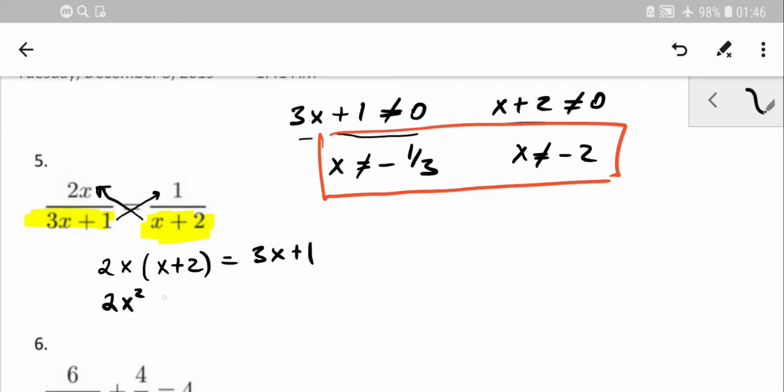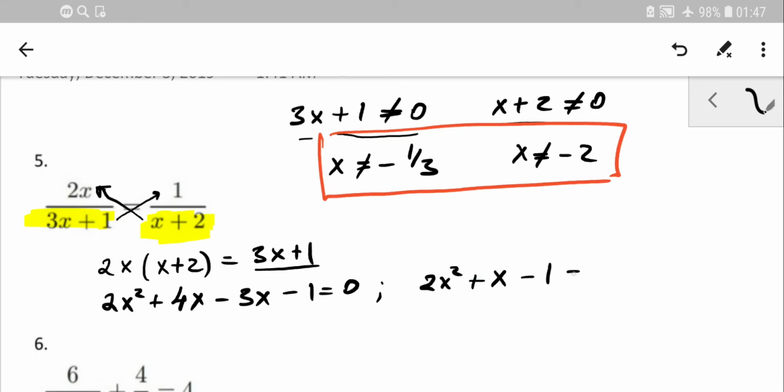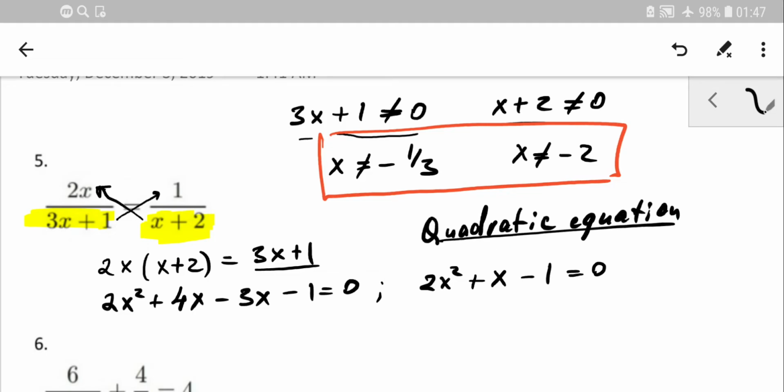You'll have 2x squared plus 4x, and I just transferred the right side to the left side, minus 3x minus 1, so don't forget changing the signs. From where we have the following: 2x squared plus x minus 1 finally. Okay, and now it's time to solve that. Right now you see this is a quadratic equation.